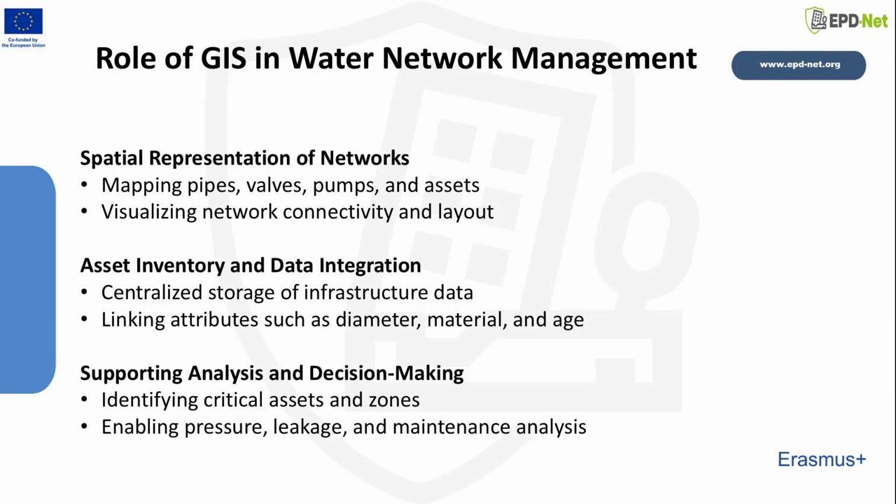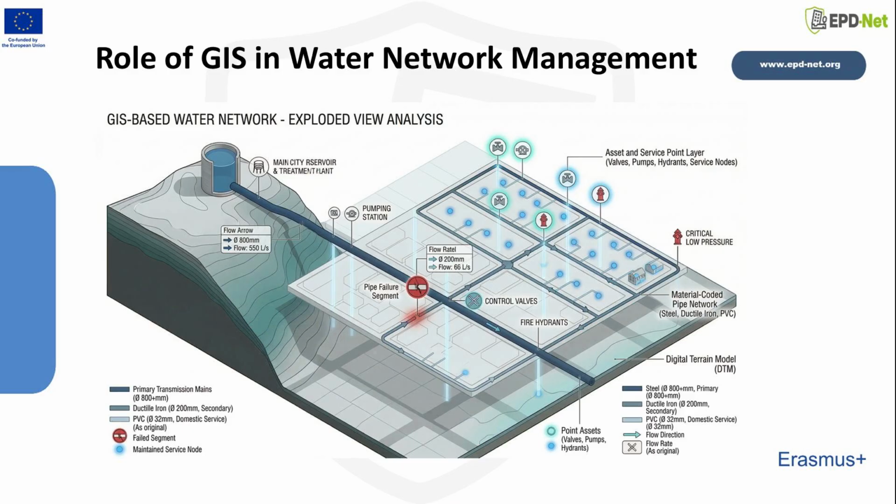This centralized data structure improves data consistency and accessibility across operational teams. This also supports analysis and decision-making in water network management. By combining spatial data with operational information, GIS-based systems help identify critical assets, define pressure zones, and support leakage detection and maintenance planning. This analytical capability makes GIS an essential tool for effective pressure management and network operation.